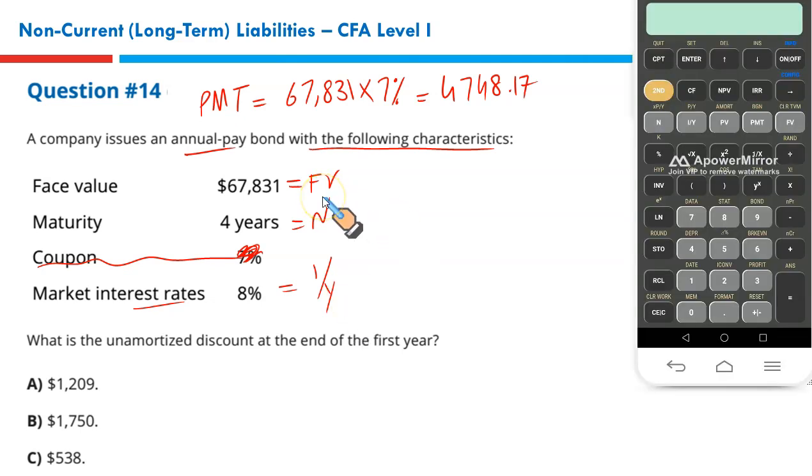Alright, so in any order, you can start with PMT first. The payment is 4,748.17. You can omit the decimal points if you want to. This is PMT. I've just put 0.7. Let's not make a mistake because the value might be different. Let's write it again.